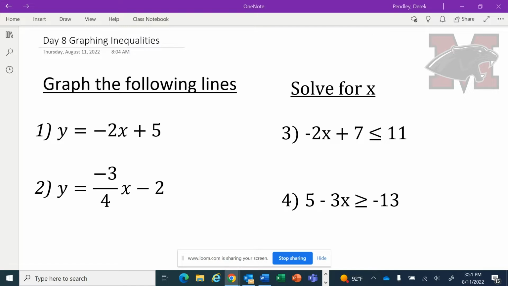Remember last week we did the y-intercept, the slope-intercept form. And then also what I want you to do is solve for x with inequalities because today we're going to be blending the two. So we need that for the warm up. So go ahead and get started, and I will cover this in just a little bit.